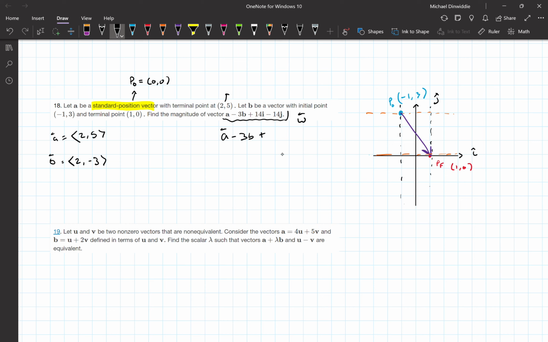So 14i minus 14j, all that's saying is that we're adding 14 in the x direction and subtracting 14 in the y direction once we've figured out what a minus 3b are. So let's go ahead and do that, and the best way I like to do this is, like I said, I'm one for organization, so let's go ahead and do the vector 3b down here, and let's write this out.